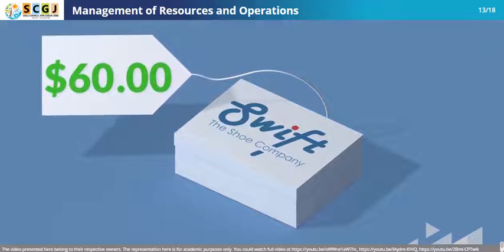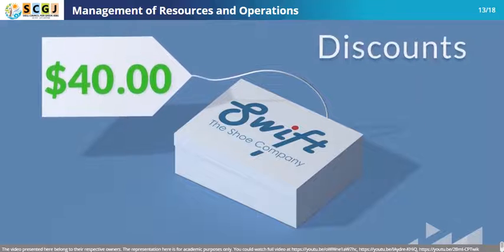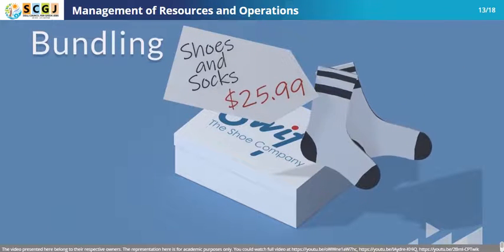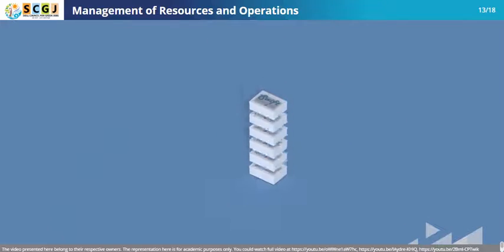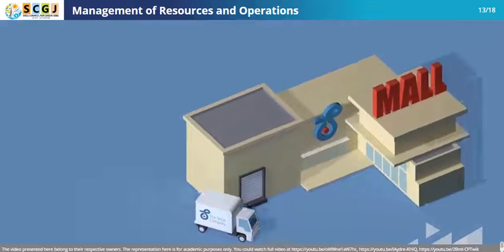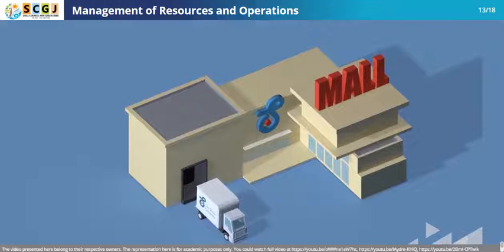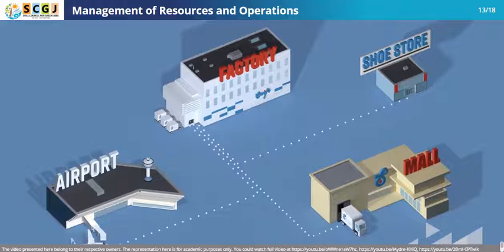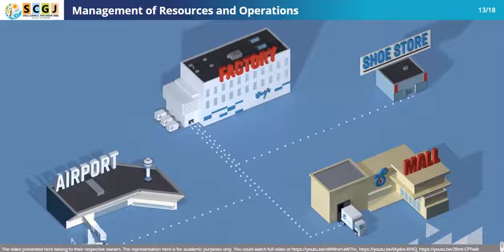Price entails a product's cost. The cost of a product might incorporate discounts, seasonal pricing, bundling, and other strategies. Place is about delivering a product. Place decides where and how customers will find a product or service. Place also involves channels of distribution, which determine the paths a product takes to get to the consumer.